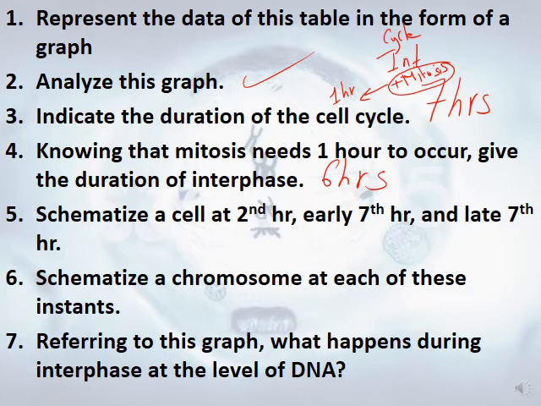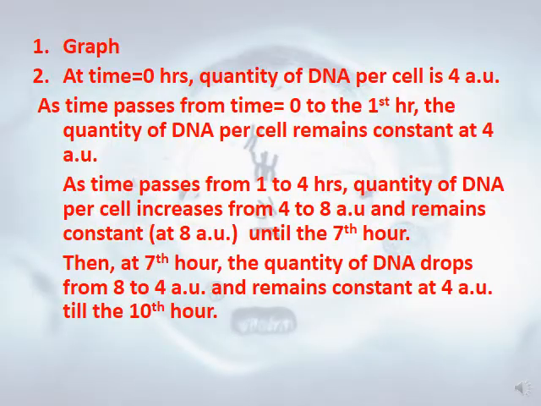What happens during interphase? You have to know that during interphase we have duplication or replication of the quantity of DNA per cell. This is the analysis. At time equals 0 hours, the quantity of DNA per cell is 4 AU. As time passes from 0 to the 1st hour, the quantity of DNA per cell remains constant at 4 AU. Then, as time passes from 1 to 4 hours, the quantity of DNA per cell increases from 4 to 8 AU and remains constant at 8 AU until the 7th hour. Then at the 7th hour, the quantity of DNA drops from 8 to 4 and remains constant at 4.